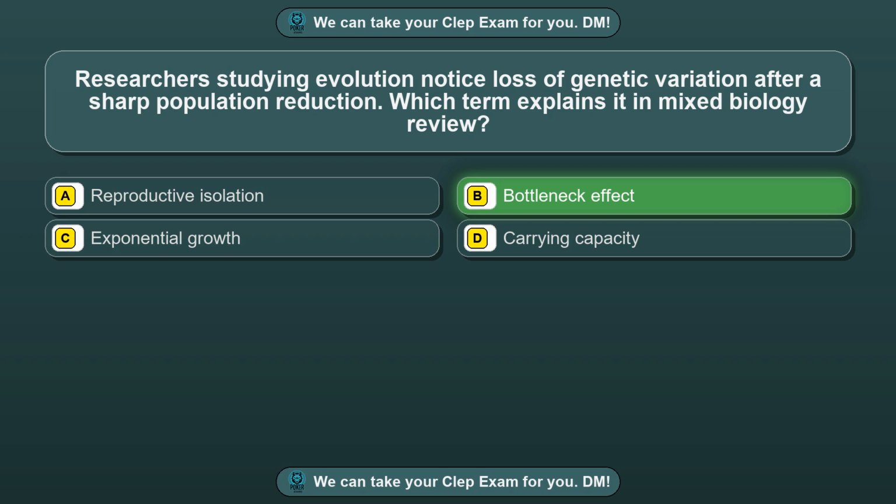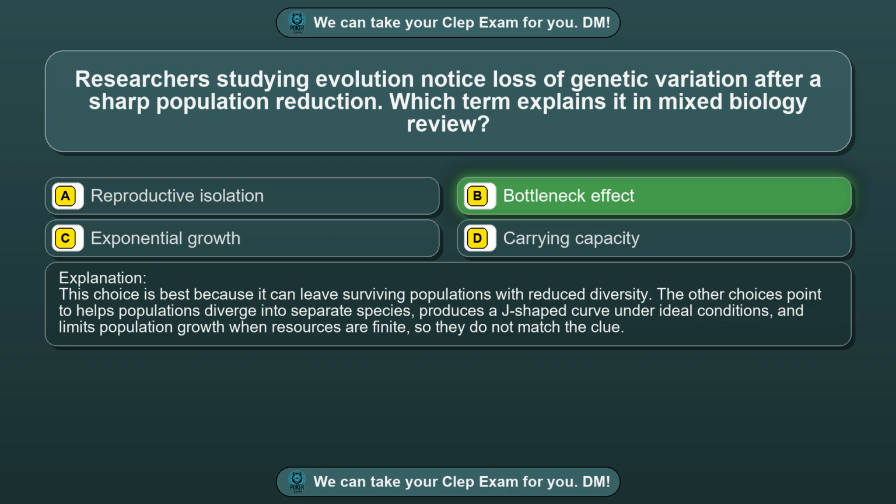Bottleneck effect. This choice is best because it can leave surviving populations with reduced diversity. The other choices point to helps populations diverge into separate species, produces a J-shaped curve under ideal conditions, and limits population growth when resources are finite, so they do not match the clue.